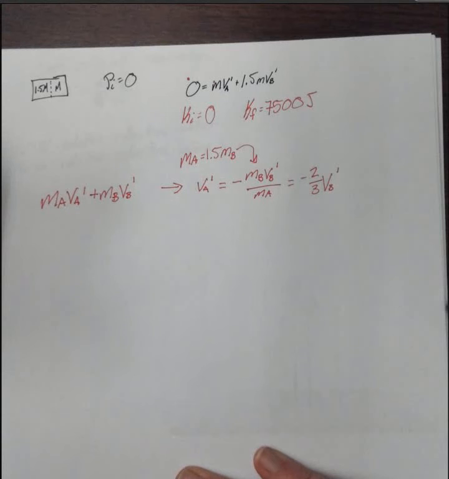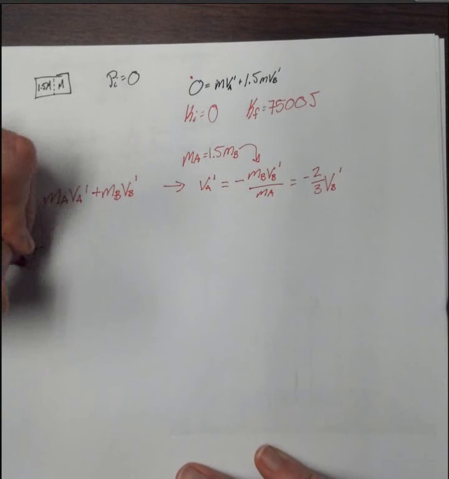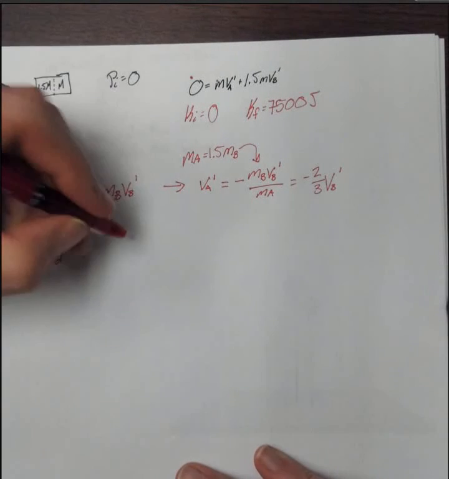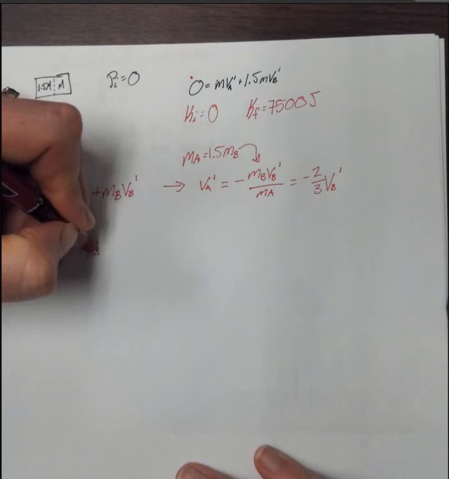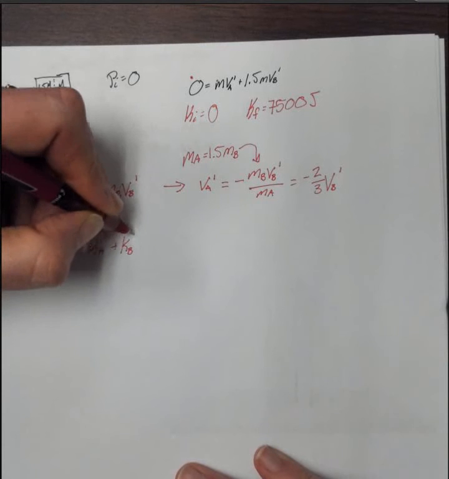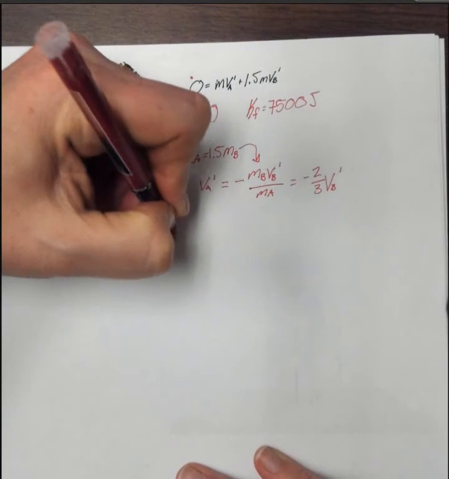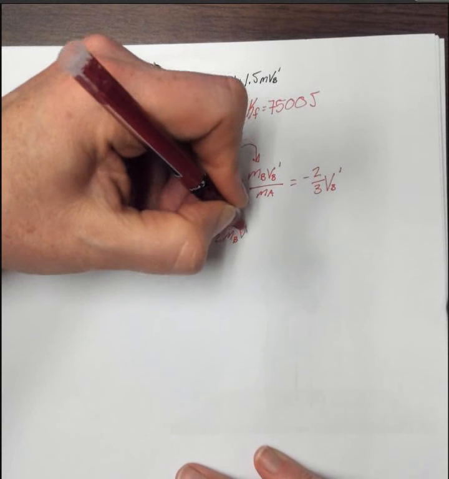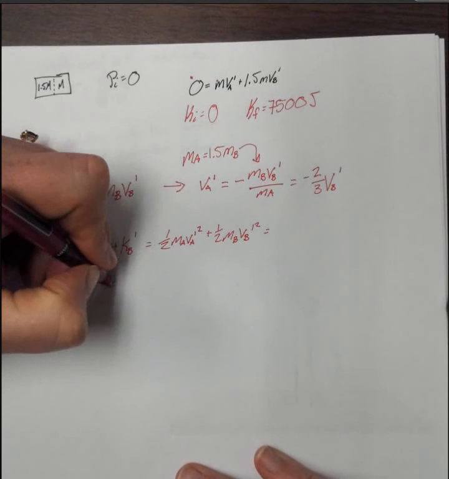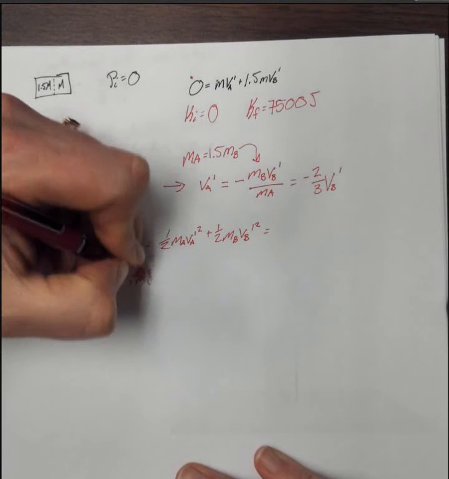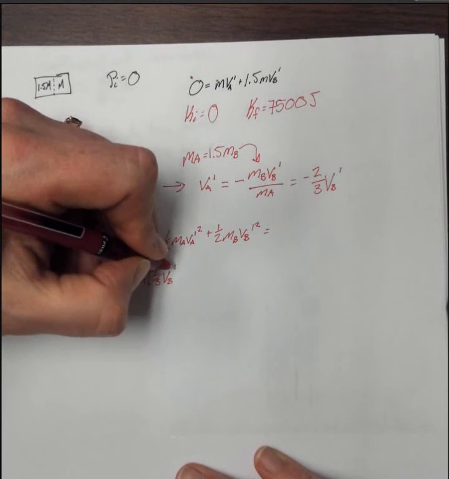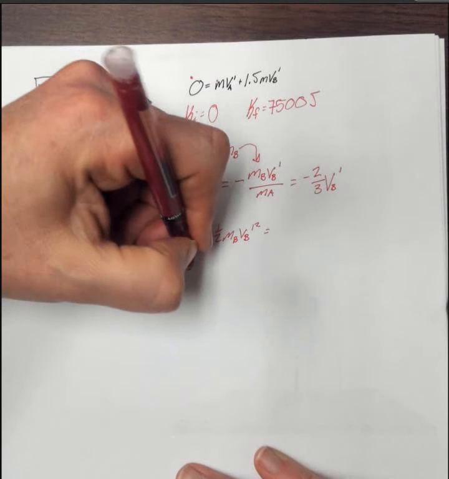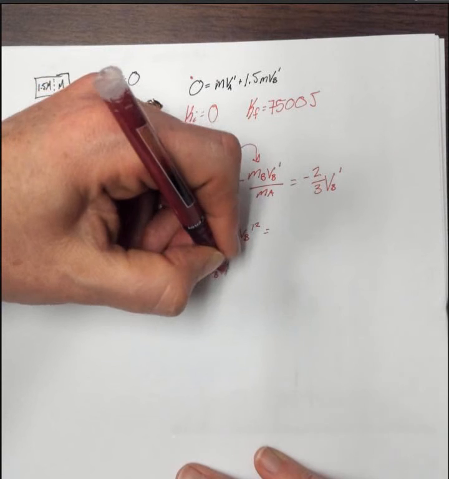So, since there's no mechanical energy before the explosion, the kinetic energy of the particles after the explosion must equal the energy added. So the energy added, because the kinetic energy is not conserved, is equal to Ka prime plus Kb prime, and that's equal to 1/2 MAVA prime squared plus 1/2 MBVB prime squared. And now we plug in our m's, and you get that it's equal to 1/2 times 1.5 m times 2/3 VB prime squared plus 1/2 MBVB prime squared.